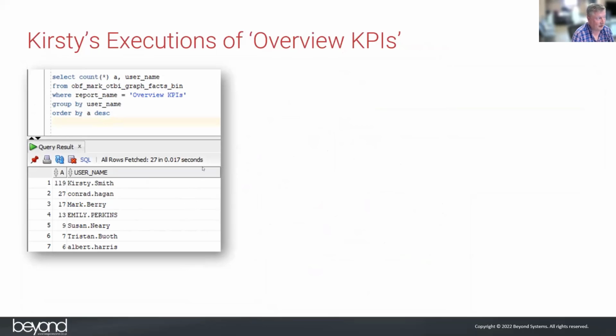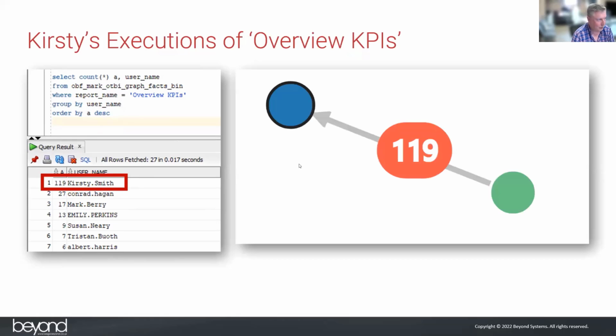So if I go back to my land of SQL, and I look for a particular report in SQL, the overview KPIs report, and group it by username, I can see Kirsty Smith's. Most people have been running it a few times, up to 20, but there's a really big outlier here if I wrote that SQL. If I look at that in a graph view, it really does pop out to me there.